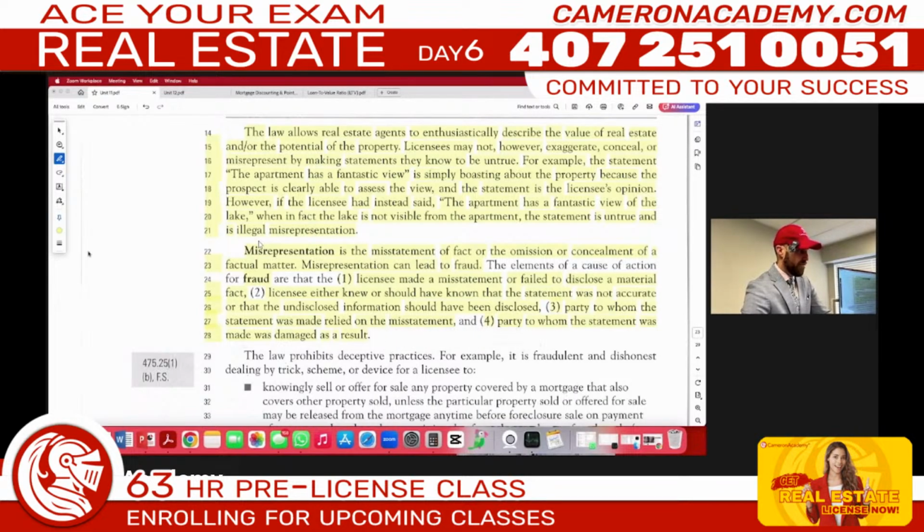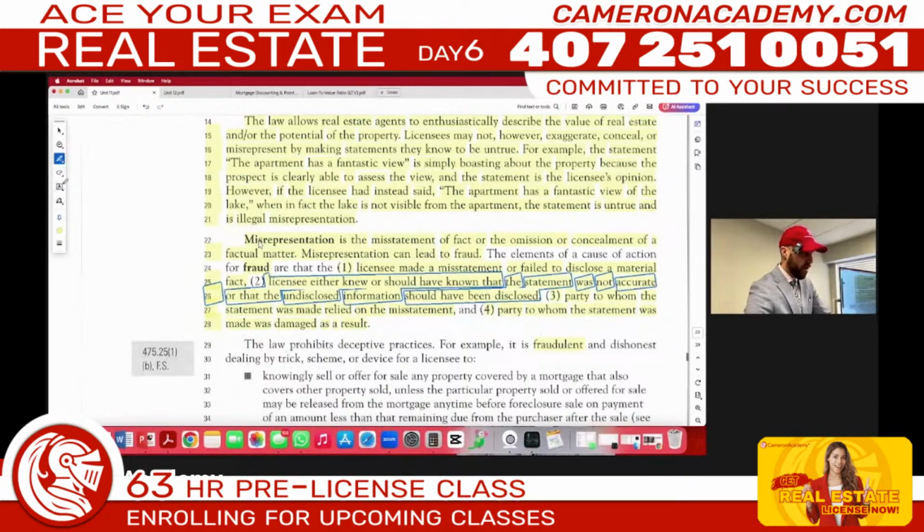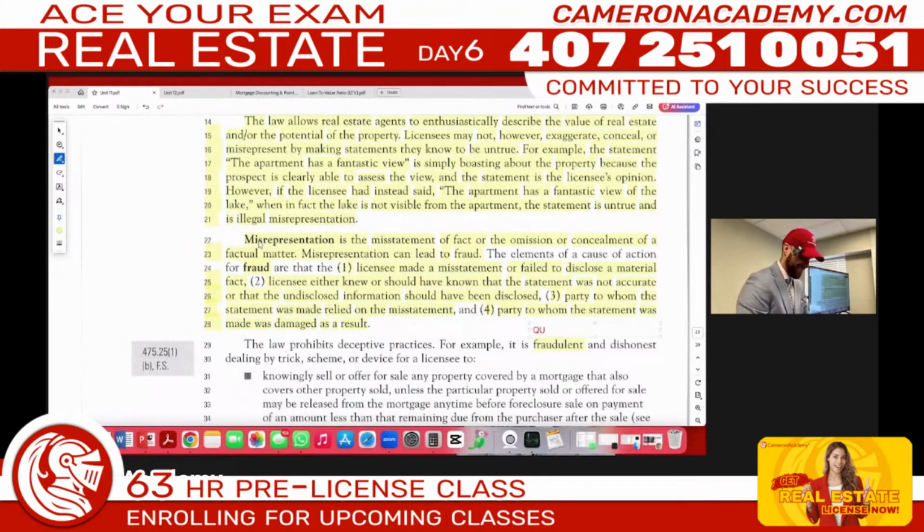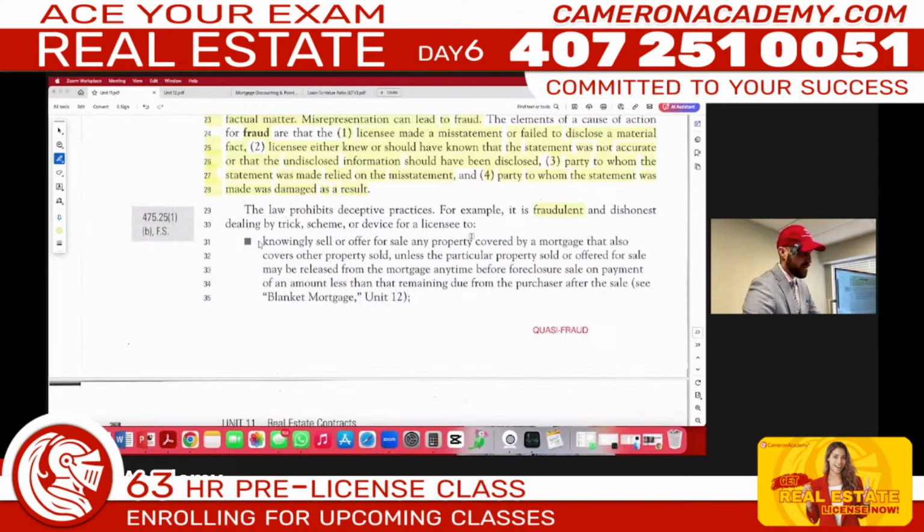And lastly, we see fraudulent activity. Fraudulent is like quasi-fraud, quasi. What does quasi mean? Quasi-fraud, exactly. It's kind of, sort of, almost. What is quasi-fraud or fraudulent? There are several activities that are prohibited. Let's go through each one. They're deceptive in nature.